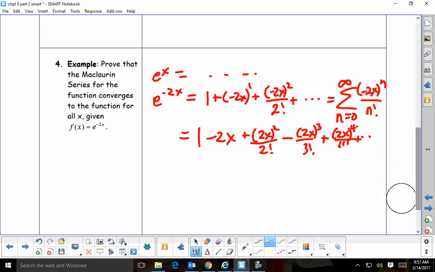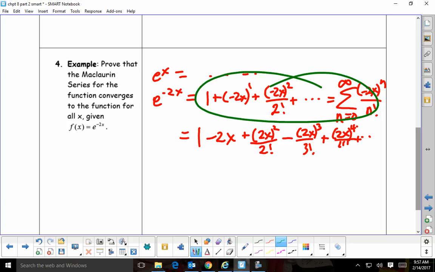That being said, let's go back now to what it's asking us to do. It says prove that the Maclaurin series for the function converges to this guy for all x. So they're saying show that this polynomial, as you expand it out, is going to be the same as this exponential everywhere. Because you keep going on that exponential, it's going to continue to match from negative infinity to infinity. That's really cool. Well, how could we show that?